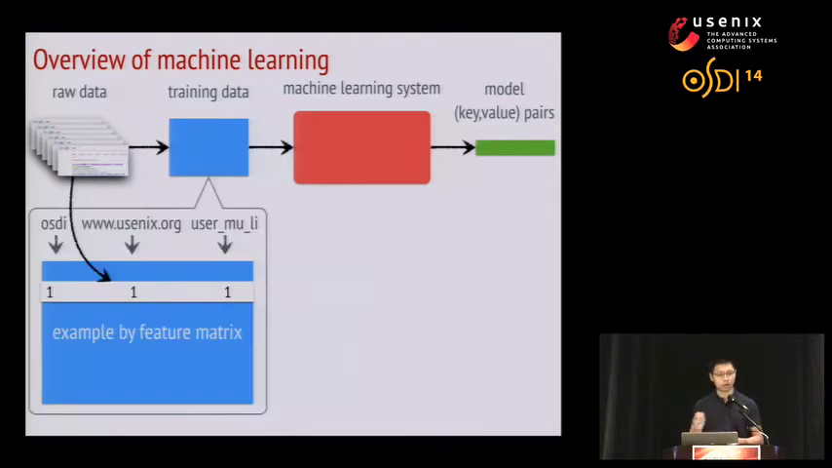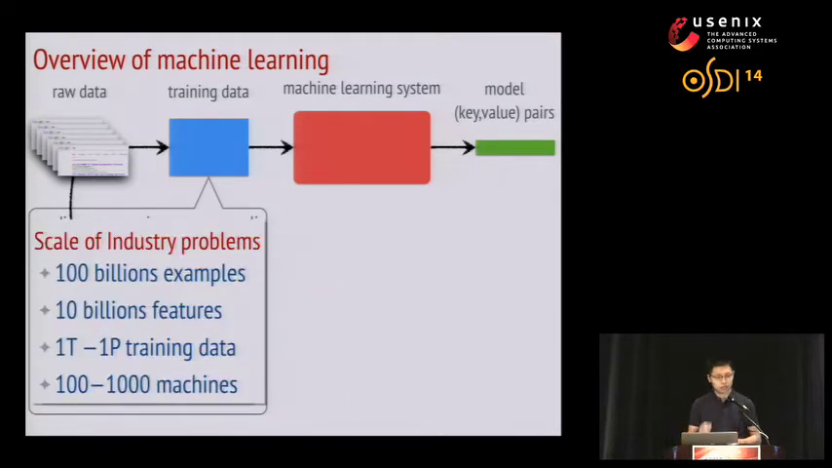Let's zoom in on what the training data looks like. It's typically just an example-by-feature matrix. It fits into a big table data structure. In the ads example, each row is an ad impression, and each column is a feature. It could be a query like OSDI, or a word in the ad, or my user identity. Because we display billions of ads each day and have billions of users, this matrix goes billions by billions in size. This size is not uncommon. A typical industrial problem has hundreds of billions of examples and tens of billions of features. This training data ranges from 1 terabyte to 1 petabyte, and we often run it over 100 to 1,000 machines.